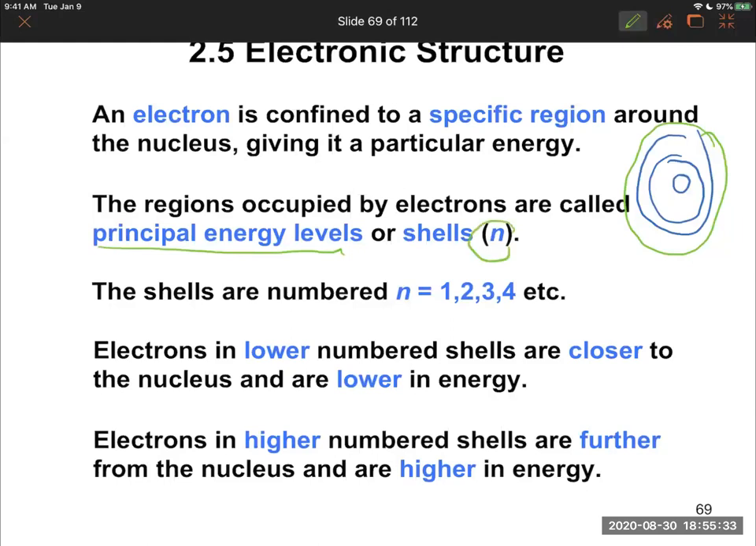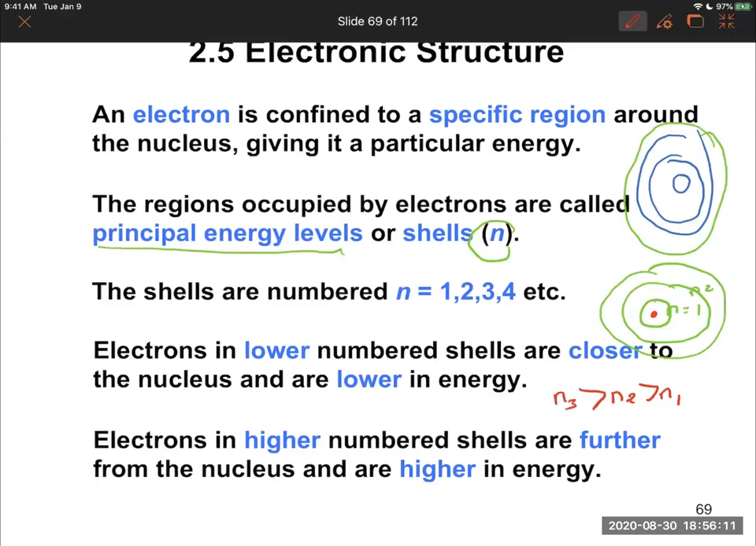What that means is that this will be N1, this will be N2, N3, and so on. Remember that the nucleus is this little dot that I'm going to put in the center. That's the nucleus. As you move away from the nucleus, the electron is going to have more energy. N2 has more energy than N1. N3 has more energy than N2.